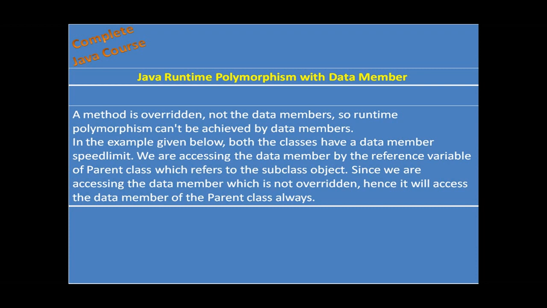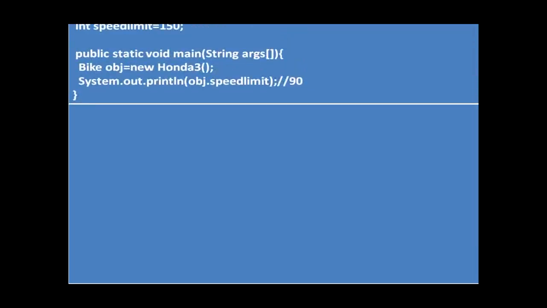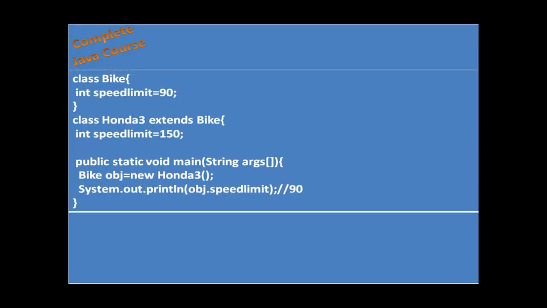In the example given below, both the classes have a data member speed limit. We are accessing the data member by the reference variable of the parent class, which refers to the subclass object. Since we are accessing a data member which is not overridden, it will always access the data member of the parent class. Okay, so understand this example.